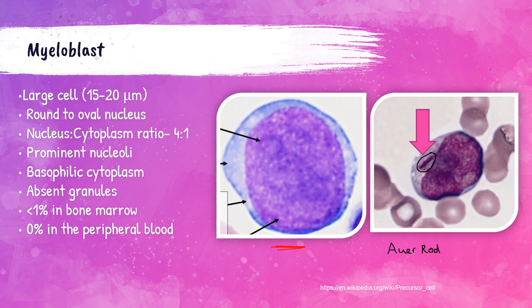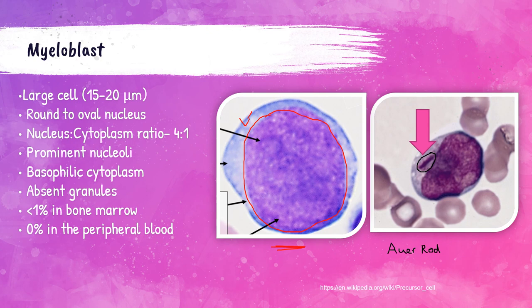So these myeloblasts are large cells with a round to oval nucleus. Their nucleus to cytoplasm ratio is around 4:1. So what that means is there's not a lot of cytoplasm, there's a lot of nucleus, all right? So when we're looking at this cell here, this large purple thing here is the nucleus, and all the blue stuff on the outside is the cytoplasm, okay? So you can see there's a lot more nucleus than there is cytoplasm, and this is very characteristic of a blast.